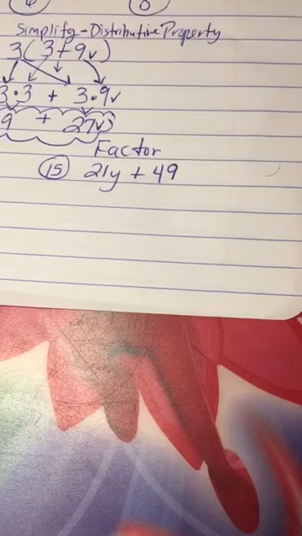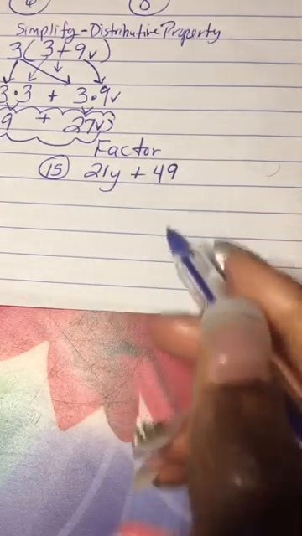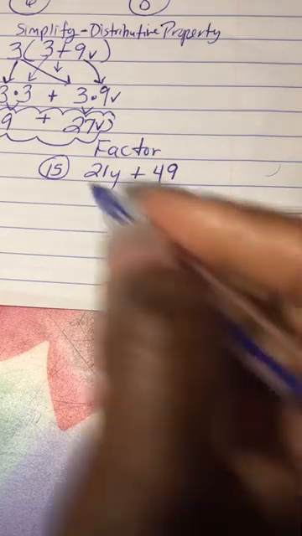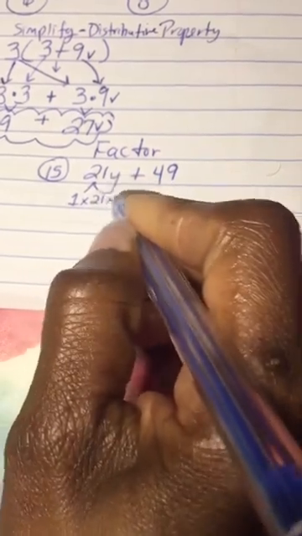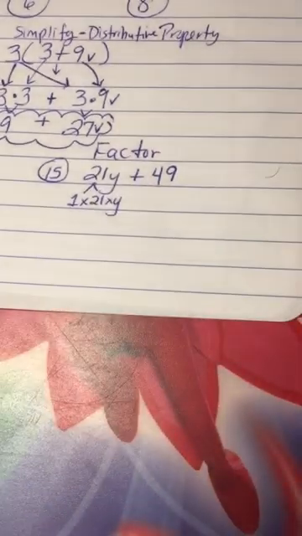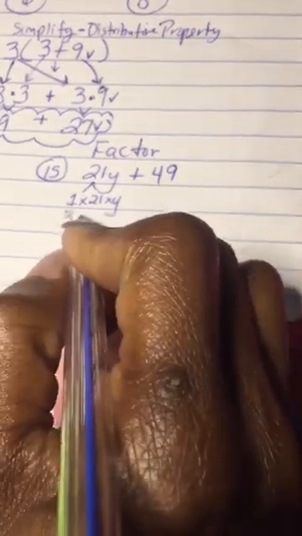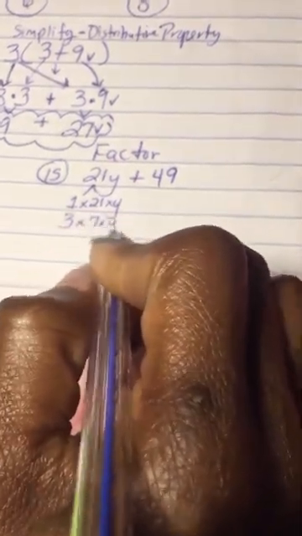Number 15 asked us to factor. When we factor, we take the two numbers that multiply together to give us this number. So the first two numbers are 1 times 21. Don't forget to put the variable with it. 2 is not a factor. We have 3 times 7 times y.